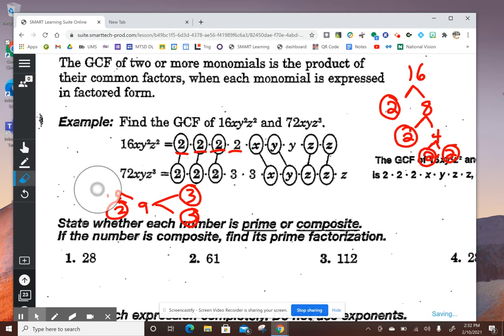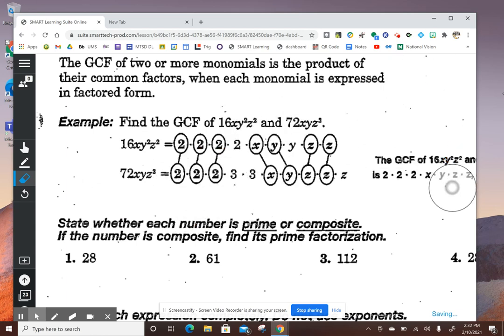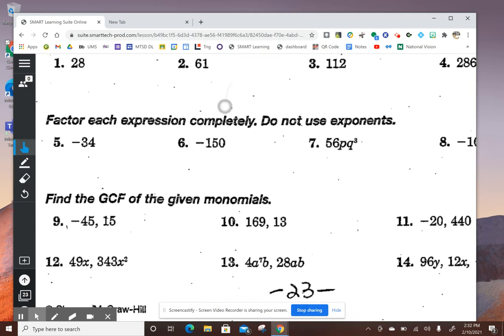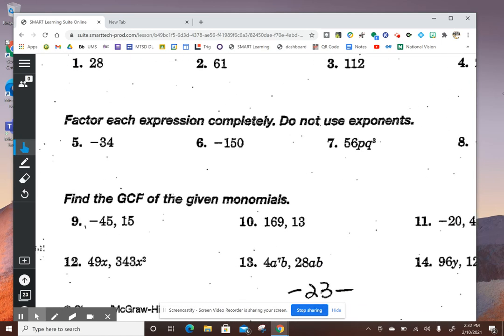Okay. Now, to be honest with you, most of the GCFs we're going to be able to do, you're not going to have to go through that process. You're going to be able to do it in your head. So let's go down to number 9, and we're going to try to find the GCF of 15 and negative 45.